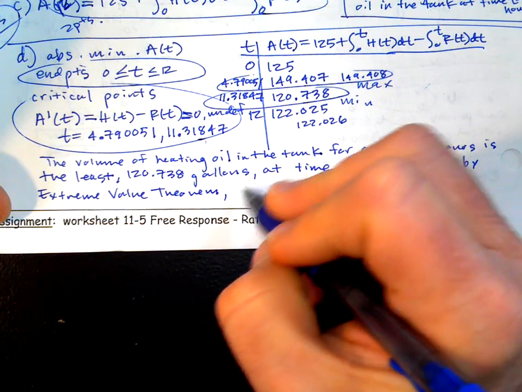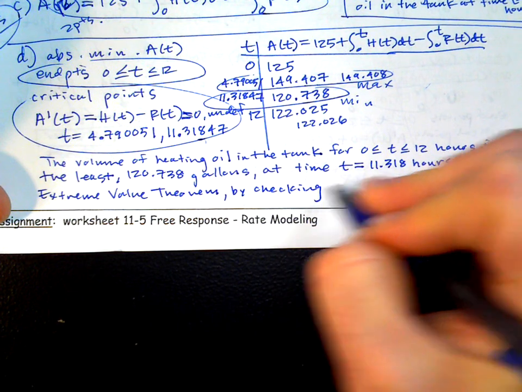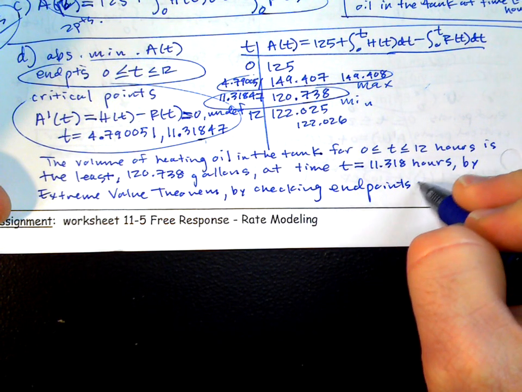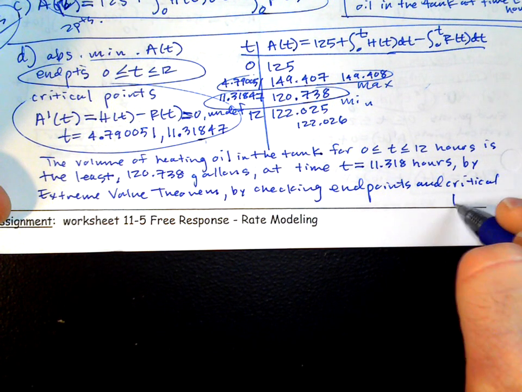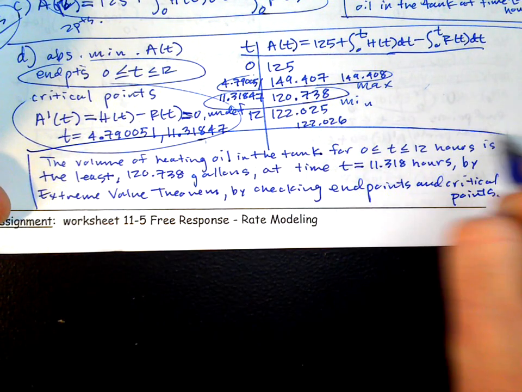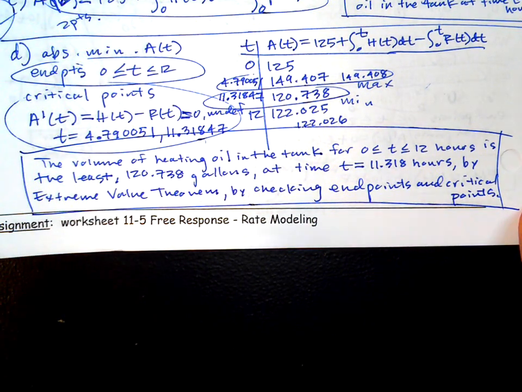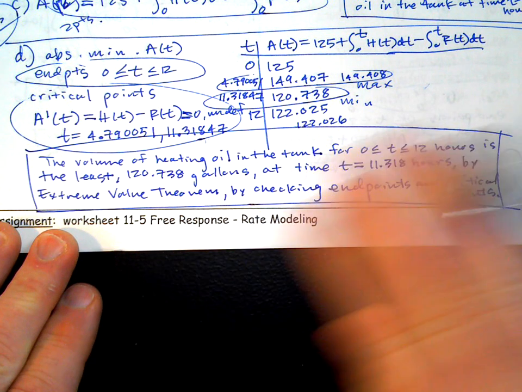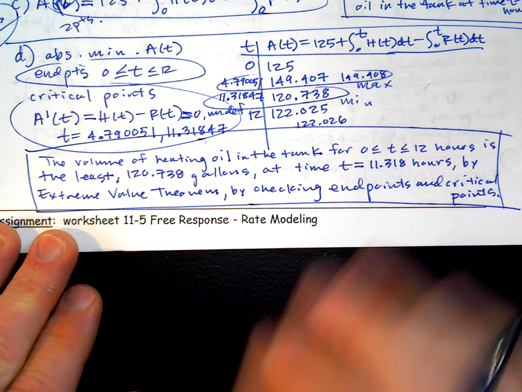You need to explain how it works by checking endpoints and critical points. This is what you need to strive for on free response. We're going to be doing a lot more free response, so this is what you need to strive for in your answers. Describe well, units, specific times, name the theorems, describe the theorems if you want to get full credit.